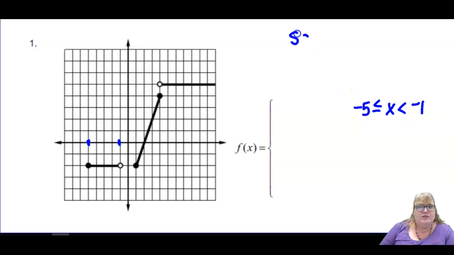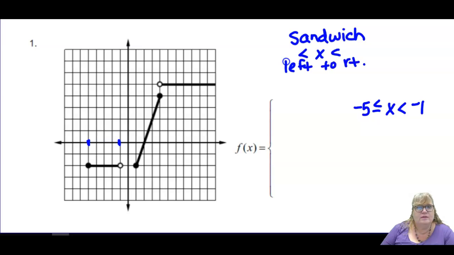I call those sandwich sentences, because you're putting the X sandwiched in the middle, and sandwich sentences always use less thans as you go left to right. Just a hint on that piece. Okay. Then we have a sandwich that goes from 1 over to 4.